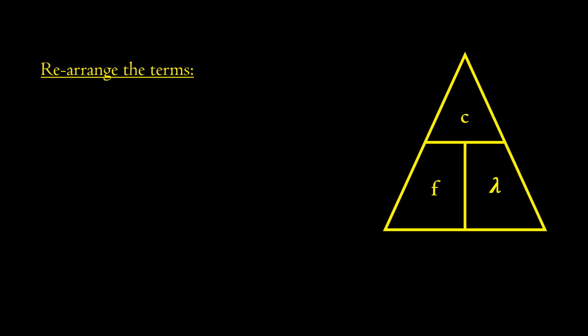So to calculate the frequency, we need to rearrange the terms of that wave equation that we provided just now. And we will use this little triangle to derive. From this triangle, we can see that the frequency f equals c divided by lambda. This means that the frequency f is given by the speed of electromagnetic radiation divided by the wavelength of electromagnetic radiation.